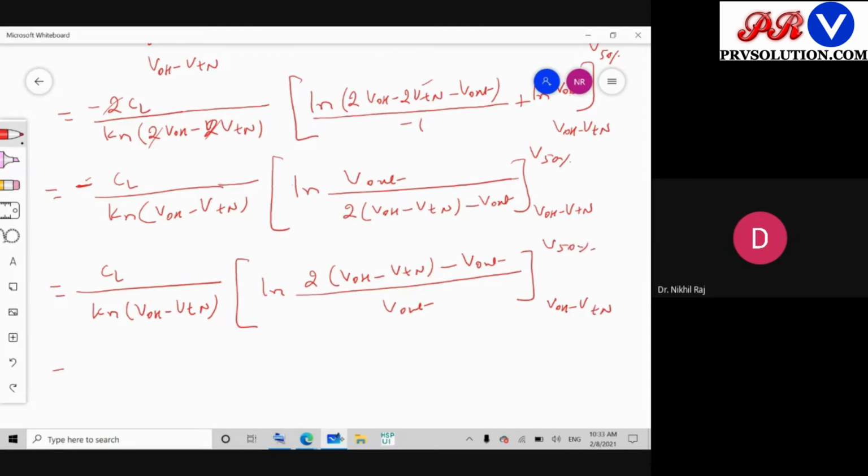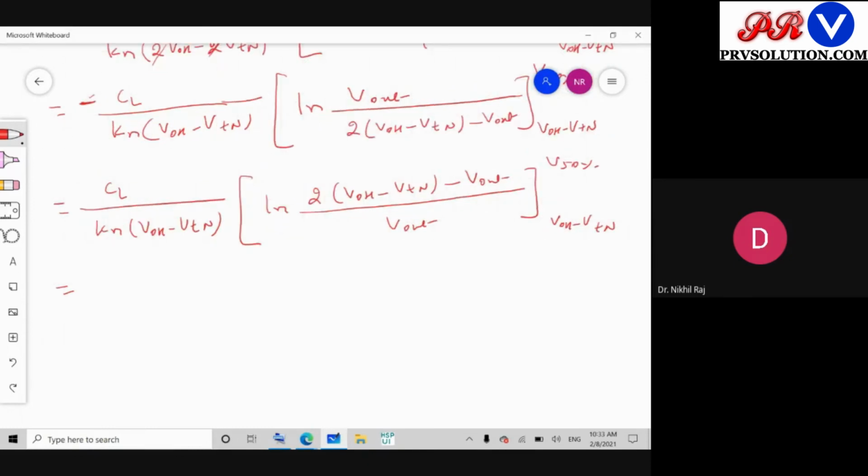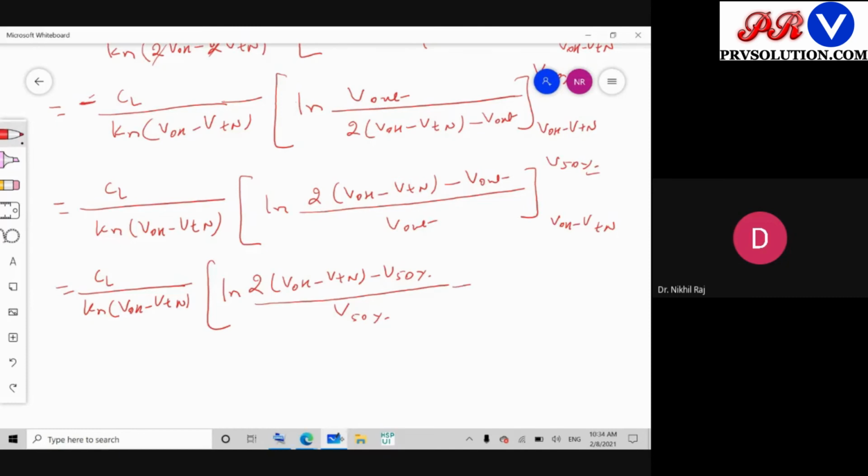Now substitute the value. So what we'll get here is CL by Kn (VOH minus VTN), and put the limits. First we'll put the V50% limit. So it will be ln of, again it is the same, (VOH minus VTN minus V50%) divided by V50%, minus, the expression is quite big, ln of, now VOH minus VTN.